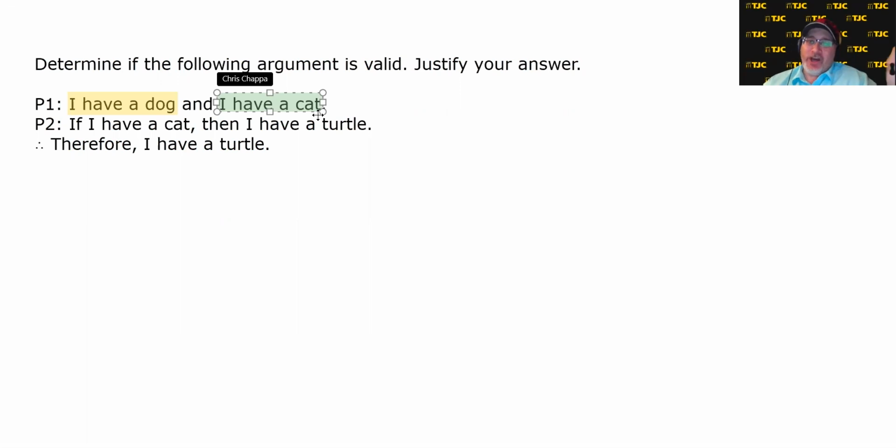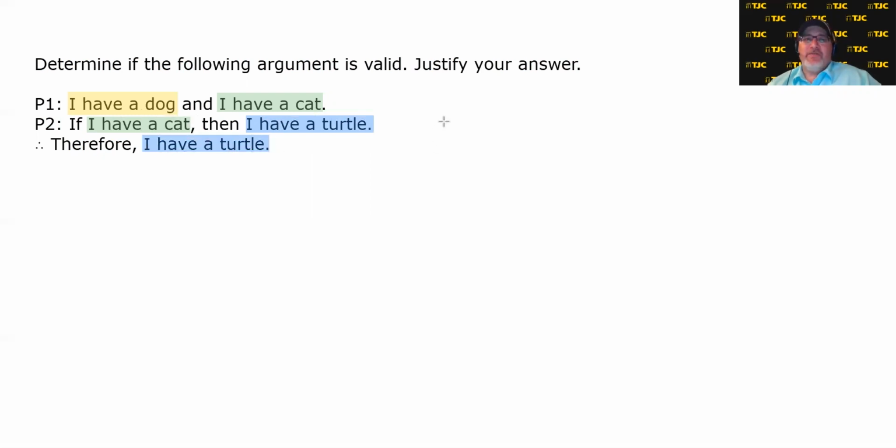So I instantly know that this is not a common argument form, but I still want to highlight common statements. It'll help me write this symbolically. Do we have the statement "I have a cat" anywhere else? We do, it's right here. "I have a turtle" is a third simple statement. Let's not use red, I use that for negation. Let's use blue. I have a turtle, therefore I have a turtle.